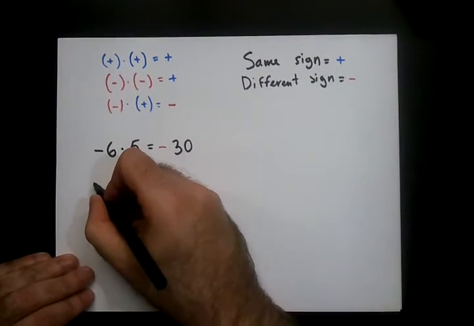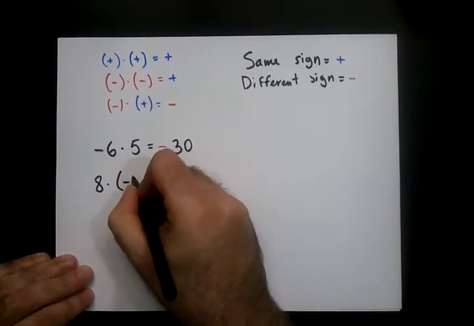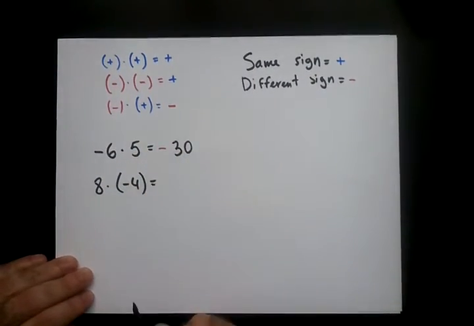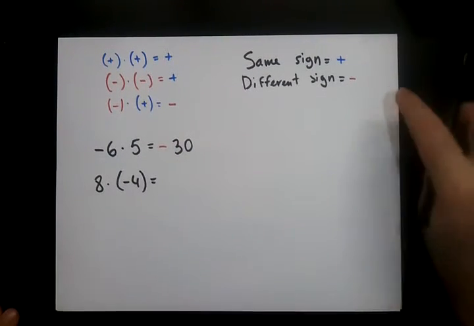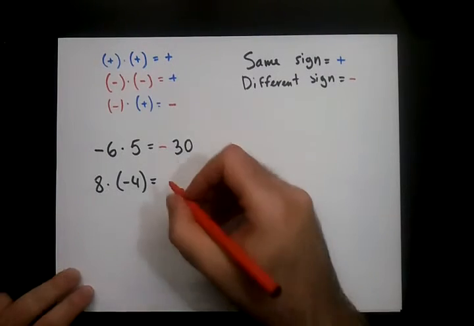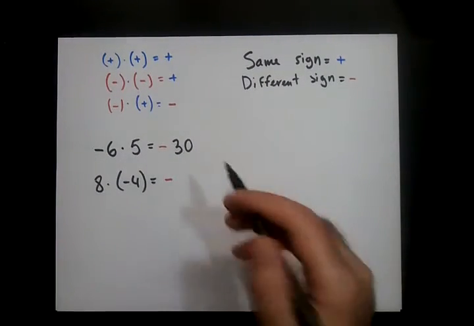What if you have 8 times a negative 4? Same case as here. Positive times a negative. Different signs. The answer is automatically negative. And then you just crunch your numbers. 8 times 4, well, that's 32.